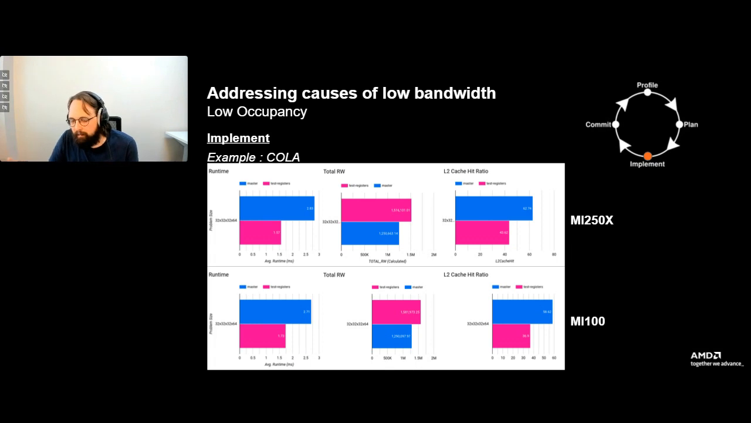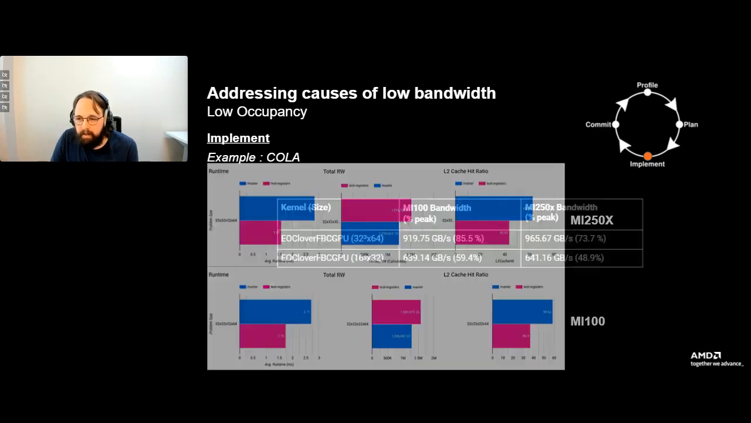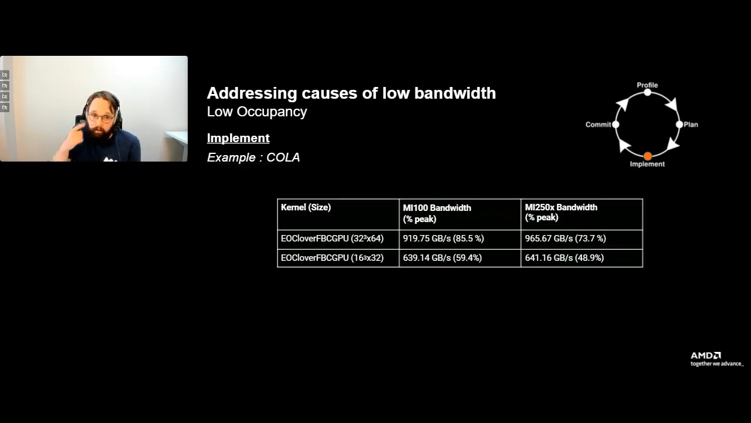Okay, so at this point we've made the changes. We're pretty happy. We know we're getting the right results. We commit the code. We've got our profiles already, so we rinse and repeat. Let's take a look at where we are. Just from that one change, the peak performance on the MI100 is now at 85% of peak, so 919 gigabytes per second. On the 250Xs, we are doing better, 965, but we're at only 73% of the peak. So there's still room to grow on the MI250X GPUs. A little work to get there, though.